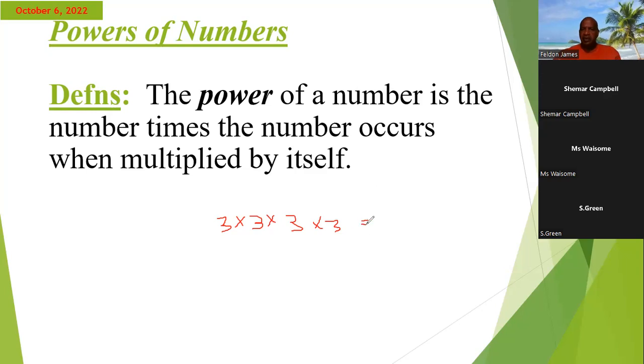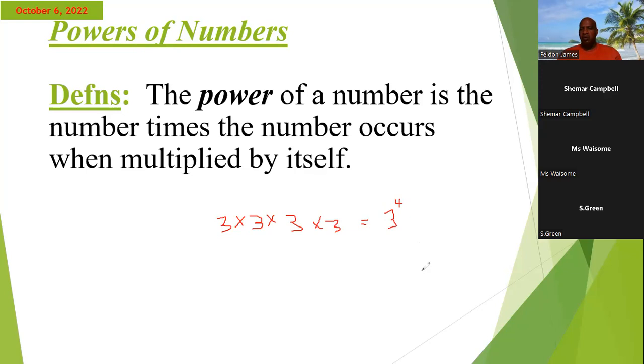So we will write the base, which is the number that we are multiplying together. The base here would be the 3. And the power here we would put up here, which is 4. That tells you how many times the number occurs when it multiplies by itself. So it occurs 4 times, so we say that the power is 4. All right, so that's basically what the power means.